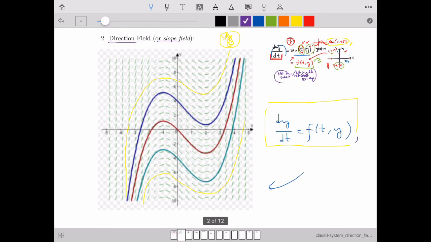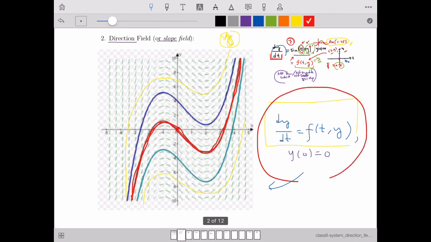But if we add in the initial value, suppose y(0) equal to 0, then out of these, which one do you have to pick? Yep, you have to pick the one that goes through the origin, right? So you pick this as your approximate graph of the solution to the IVP. So that's the method behind the direction field. If everything fails, draw a rough sketch.